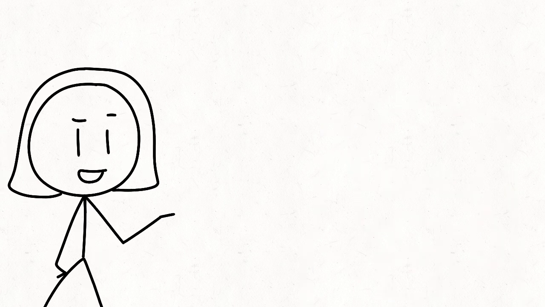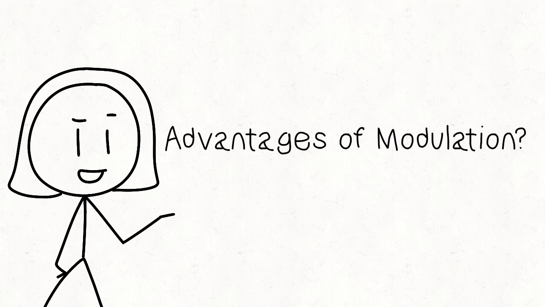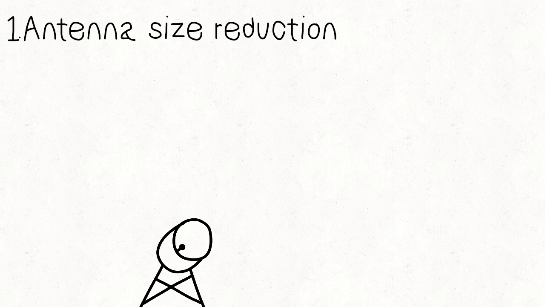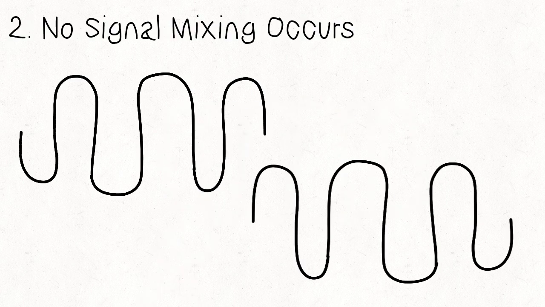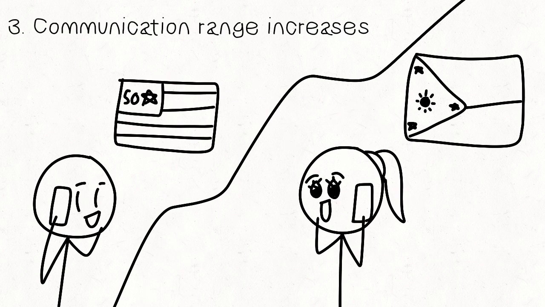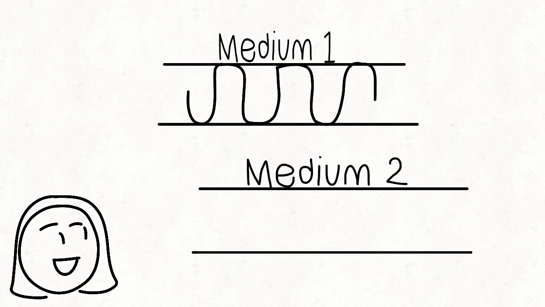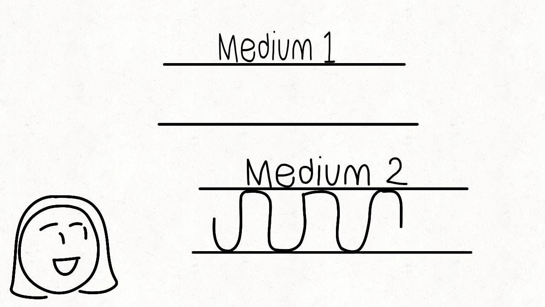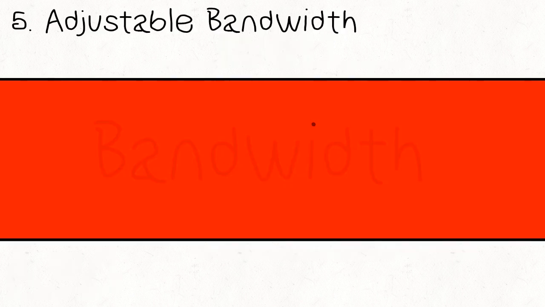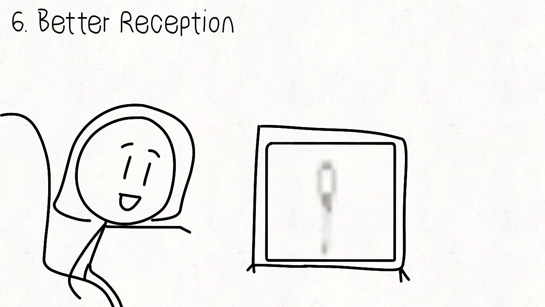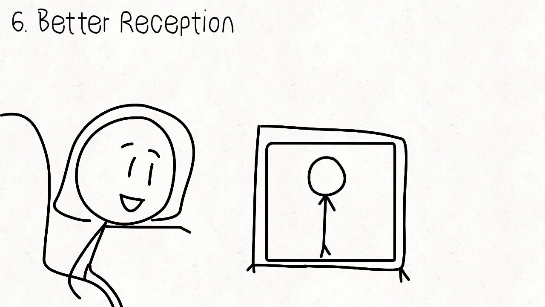And next, what really are the advantages or disadvantages of modulation? We have many. The first is antenna size reduction, no signal mixing occurs, communication range increases, and multiplexing of signals occurs. Multiplexing is where there is the same medium but it can also travel to the other medium. We also have adjustments in the bandwidth allowed. Bandwidth is the medium of the signal. And lastly, the reception quality improves.